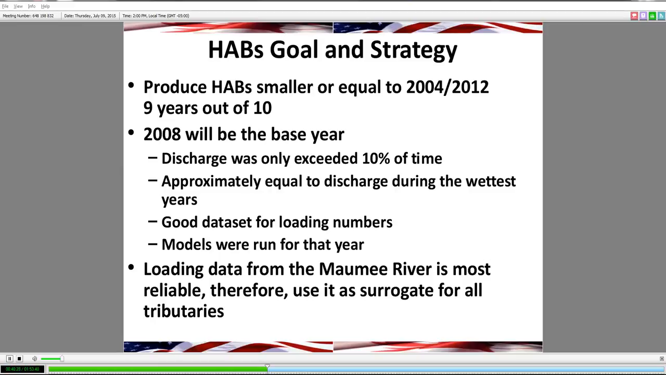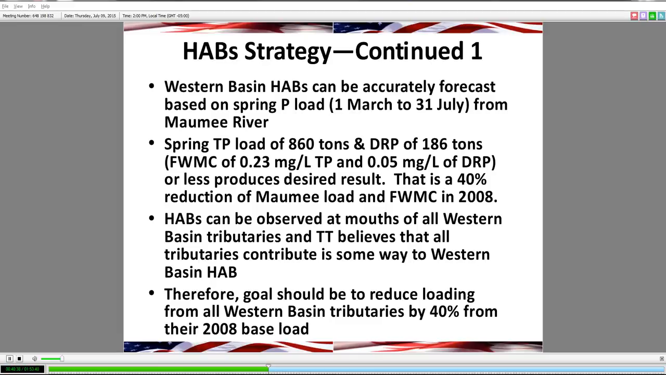from the Maumee. Our target load is 860 tons of total phosphorus and 186 tons of soluble reactive or dissolved phosphorus. And what those two targets represent, those are 40% reductions of the load that came in 2008. They equate to a flow-weighted mean concentration of 0.23 milligrams per liter for total phosphorus and 0.05 milligrams per liter for dissolved reactive phosphorus. We suggest, our task team suggests, that we use those flow-weighted mean concentrations as a strategy to track our progress. And again, that's a 40% reduction for the Maumee load from 2008.